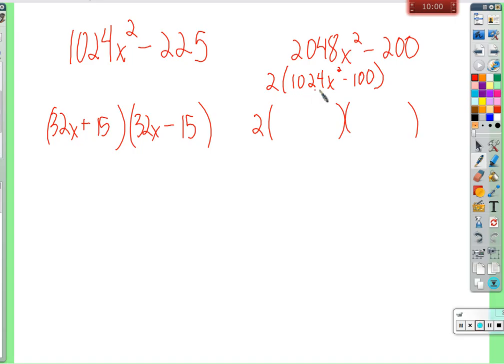Is 1,024 a square number? We already know it is. 32x, 32x. Is 100 a square number? Yes. What's the square root of 100? Plus 10, minus 10. So sometimes when you have something that's not a difference of squares, you can factor something out that makes it a difference of squares. You get rid of all those extra factors, and what's left is perfect squares.